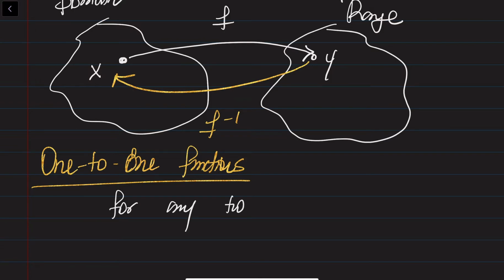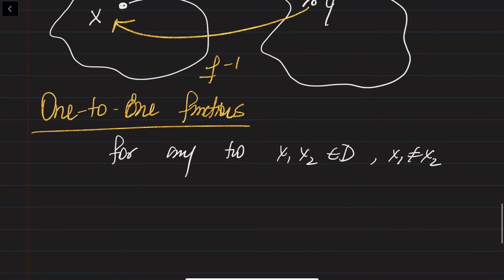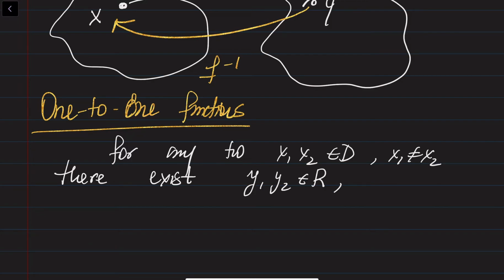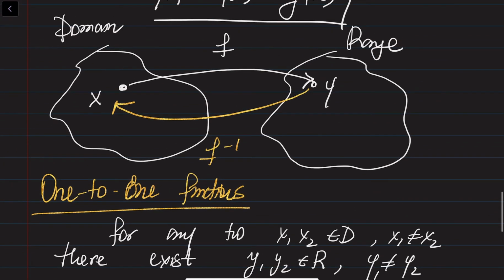So a one-to-one function means that for any x1 and x2 from the domain which are different, so x1 is not equal to x2, there exist two values y1 and y2 from the range which are also not equal. Essentially, you can go from x1 to y1, and from x2 to y2, okay? And it always works.